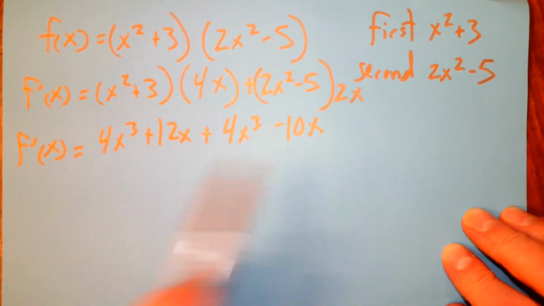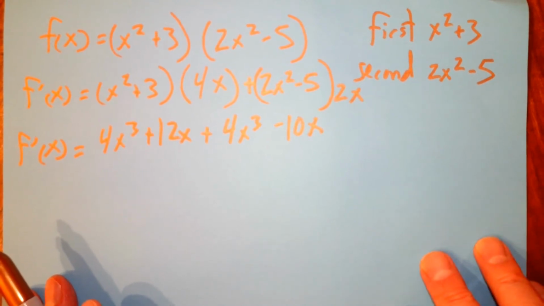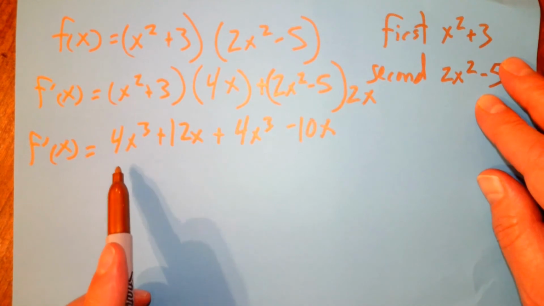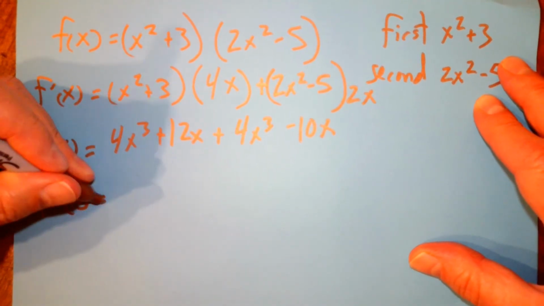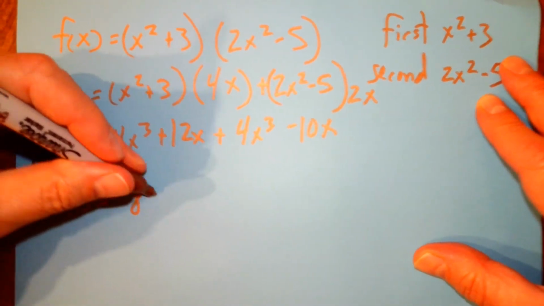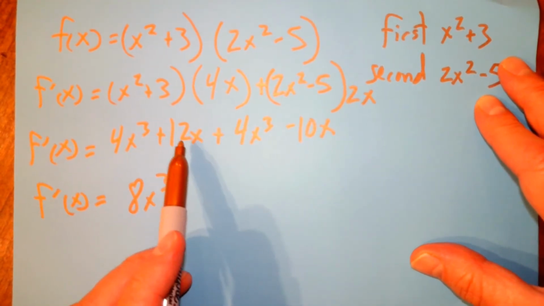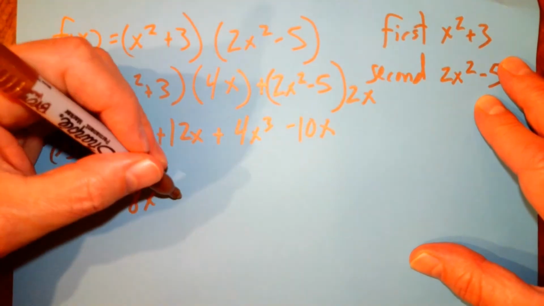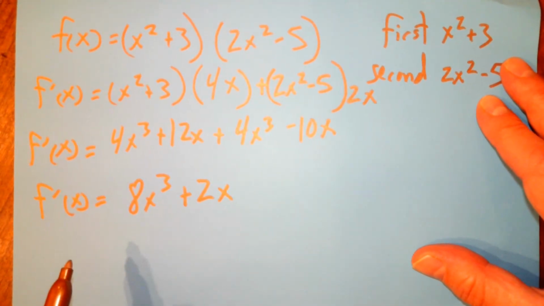Okay, now we take a look at this, and is there anything we can simplify? Well, I'm seeing that we have two x cubed terms. So we've got this 4x cubed and this 4x cubed, so we can say the derivative equals 8x cubed, and then we have these two x terms, so let's say 12x minus 10x is just 2x. Plus 2x. And there we go.